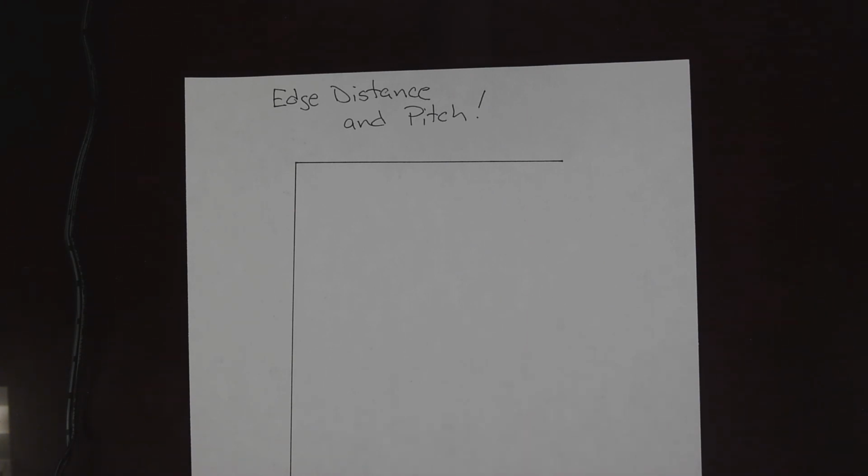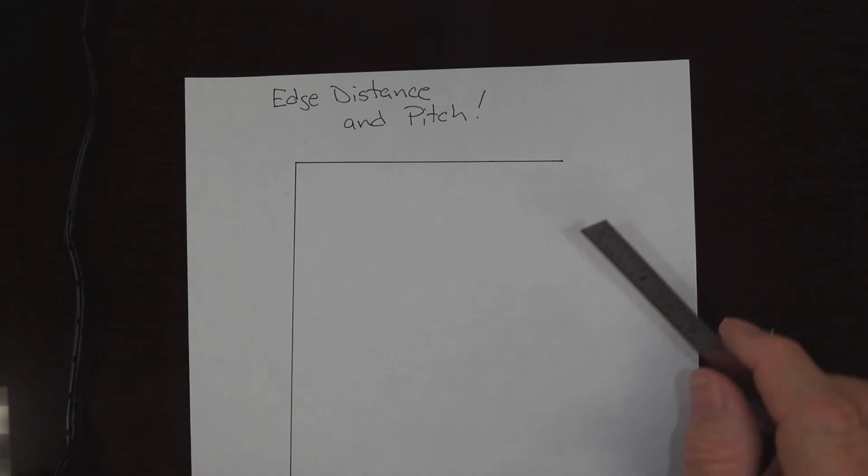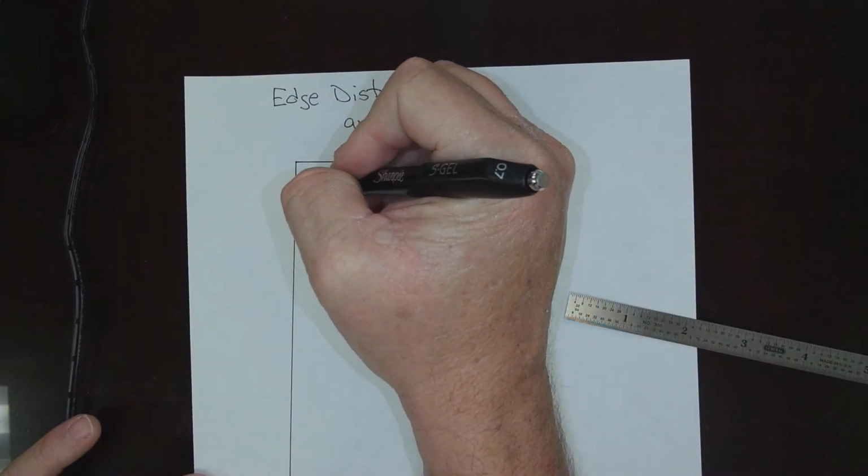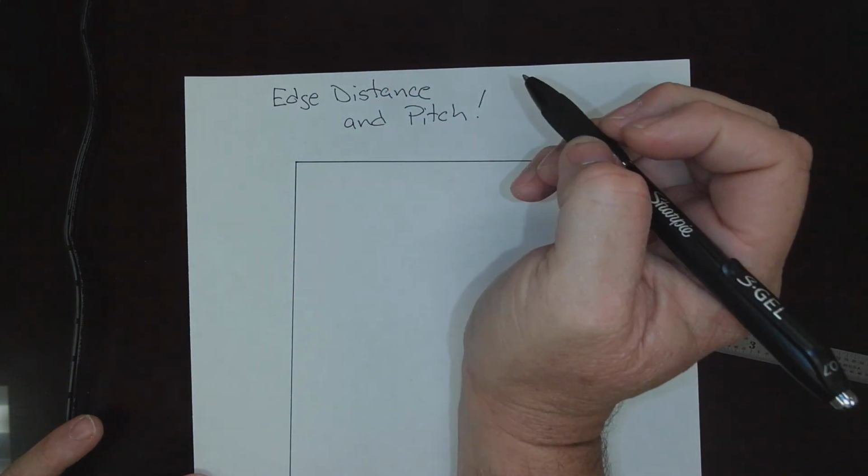Before we start laying out sheet metal parts, we need to understand a couple of terms. So let's focus right now for this video on edge distance and pitch. Yes, there are rules. Edge distance simply defines how closely to an edge that a rivet could be installed.